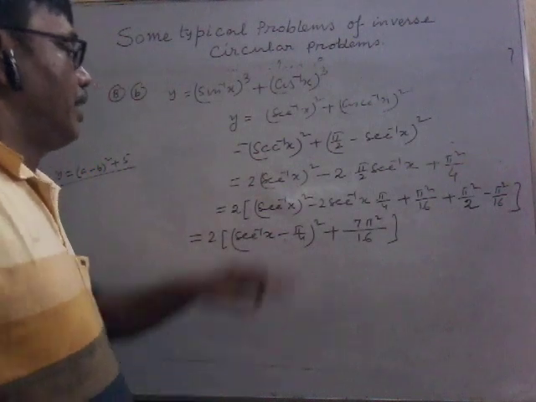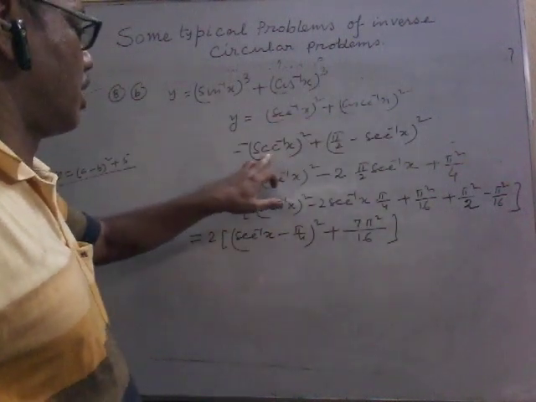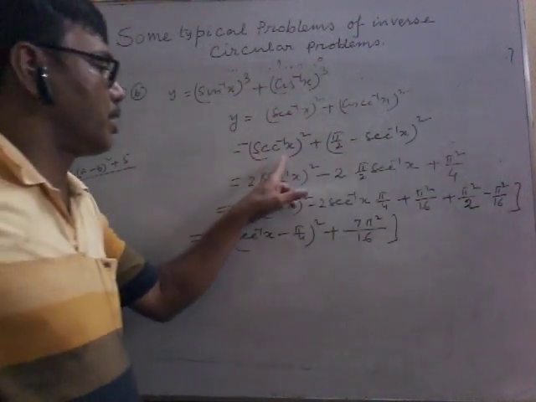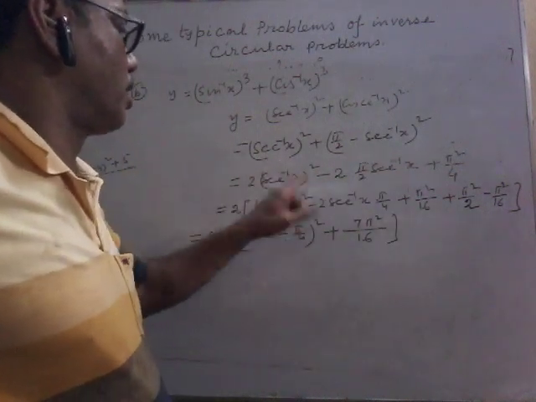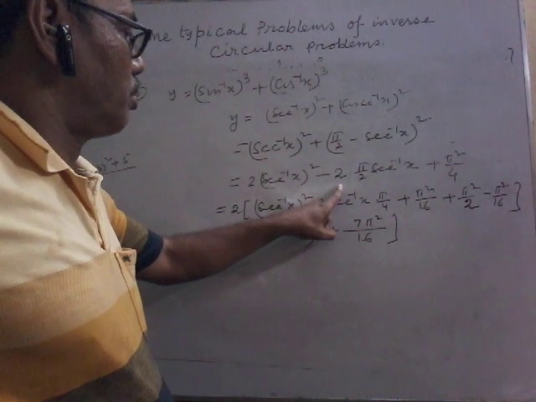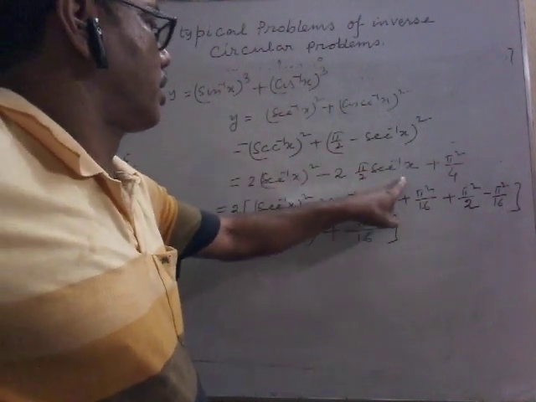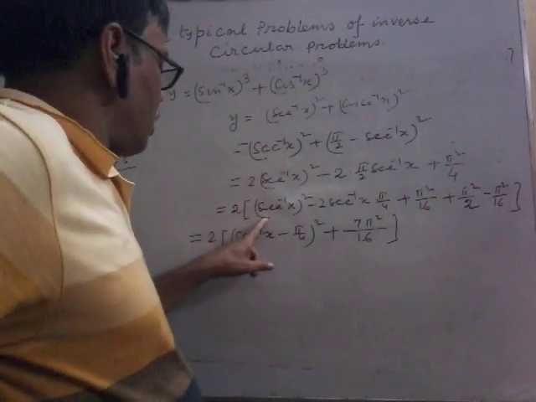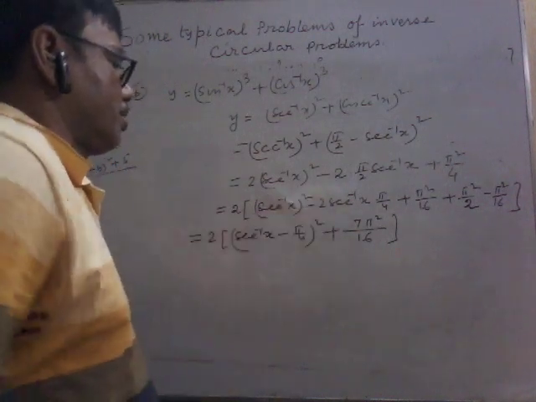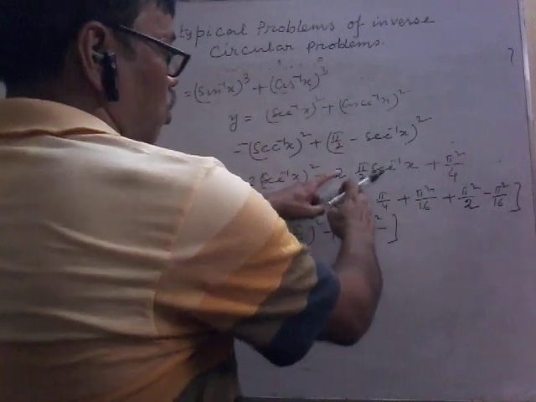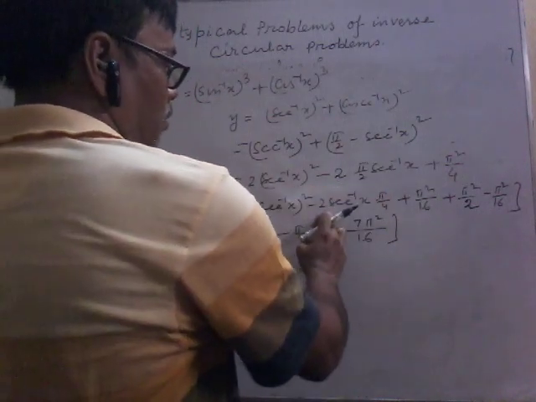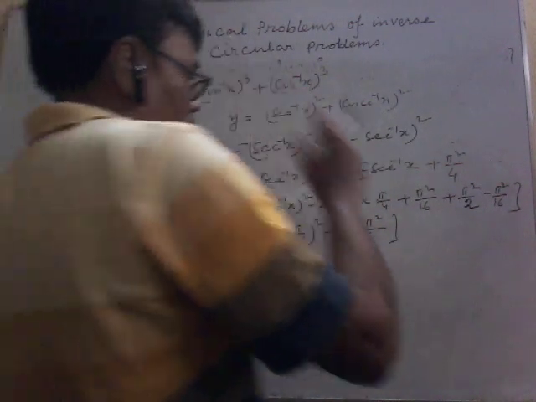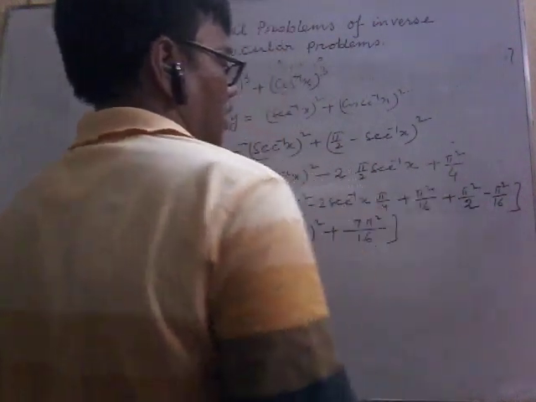So look at it again. Sec inverse x plus cosec inverse x, sec inverse x whole square, pi by 2 minus sec inverse x whole square. So sec inverse x whole square, 2 into pi by 2 into sec inverse x plus pi square by 4. So 2 common, sec inverse x whole square minus pi by 2 sec inverse x. It will actually be pi by 2, so to balance, this is pi by 4. Plus, to make it a perfect square, pi square by 16.